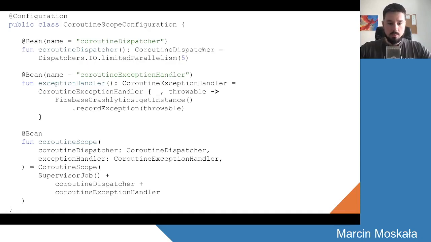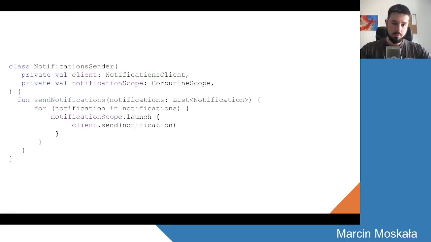In this case, I wanted dispatcher IO. Then I specify an exception handler that sends exceptions somewhere, and here I construct a scope out of that. I use a supervisor job, dispatcher, and exception handler. And here I inject this scope and use it. So when I have a coroutine scope, I can just launch coroutines on that, and each of those coroutines will happen independently. It's a bit like starting a thread, but it's not starting a thread. It starts a coroutine, so it's much lighter and much more efficient.